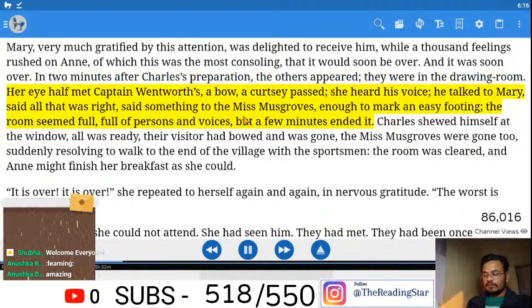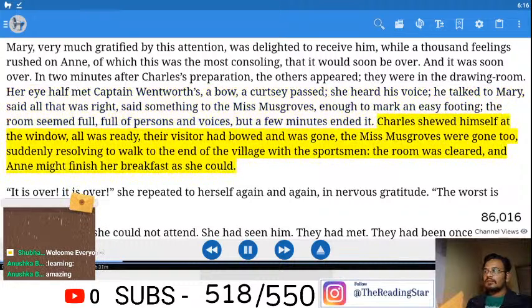Her eye half met Captain Wentworth's, a bow, a curtsy passed, she heard his voice, he talked to Mary, said all that was right, said something to the Miss Musgroves, enough to mark an easy footing, the room seemed full of persons and voices, but a few minutes ended it. Charles showed himself at the window, all was ready, their visitor had bowed and was gone, the Miss Musgroves were gone too, suddenly resolving to walk to the end of the village with the sportsman. The room was cleared, and Annie might finish her breakfast as she could.